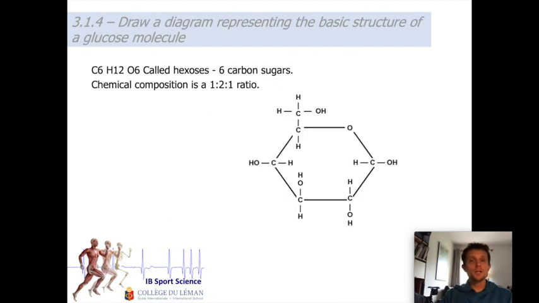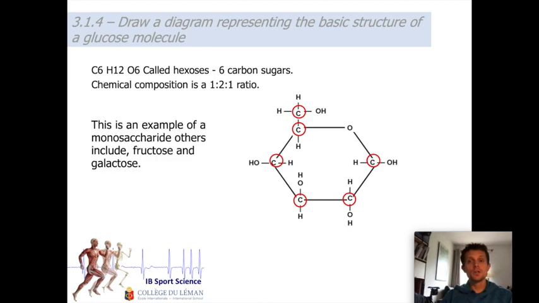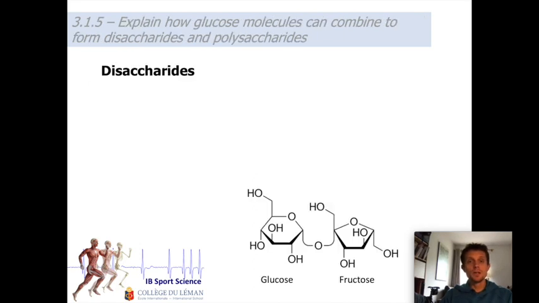Taking glucose as an example then, it is a classic hexose sugar, so it has 6 carbons. So the ratio of atoms is 1 to 2 to 1. That is that they have 2 hydrogens for every carbon and every oxygen. Glucose is an example of a monosaccharide where there is just one single sugar. Other examples include fructose and galactose.